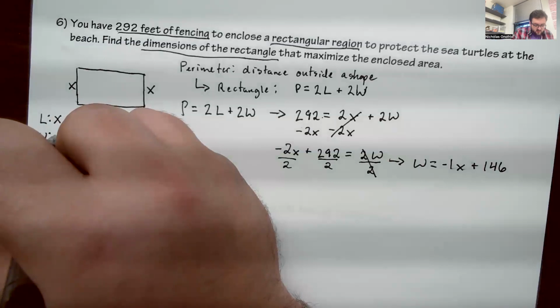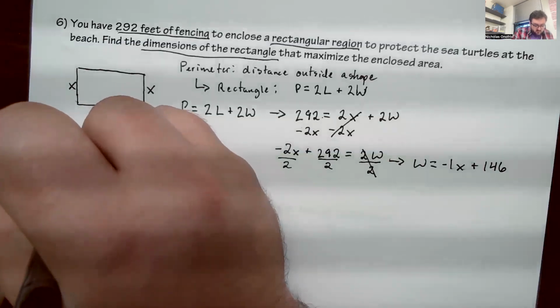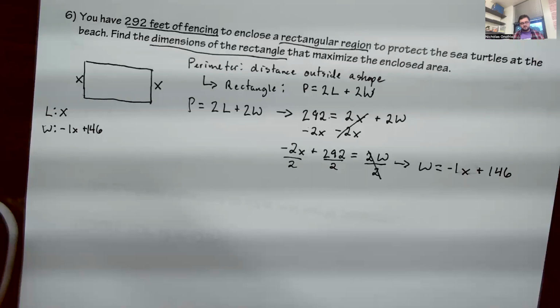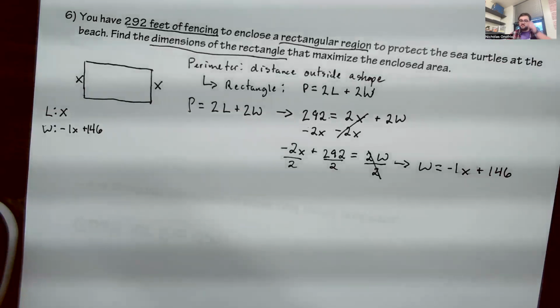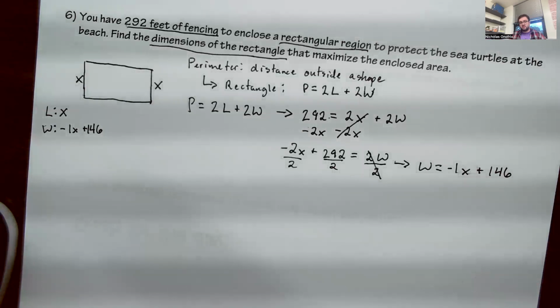So now we can make that note. Our width is negative 1x plus 146. Okay. This part can be tricky for some students. I totally get it. When I looked at this problem for the first time, I had to try it a bunch of different ways before I found one that made sense.